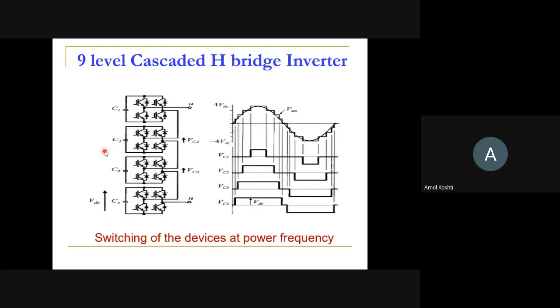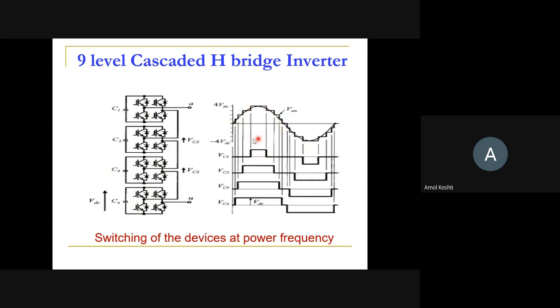Here, if you see this diagram, one more cell is added. If you count the number of modules or cells, 1, 2, 3, 4, so 4 modules. So 4 modules means 2n plus 1, where n is 4. So 2 into 4, 8, plus 1 means you will get 9 levels of output. This is the nature of the output which you will get. You can count 1, 2, 3, 4, 5, 6, 7, 8, and this is 9. So in this way, you will get 9 levels of output.